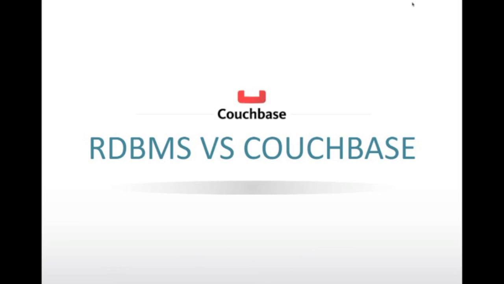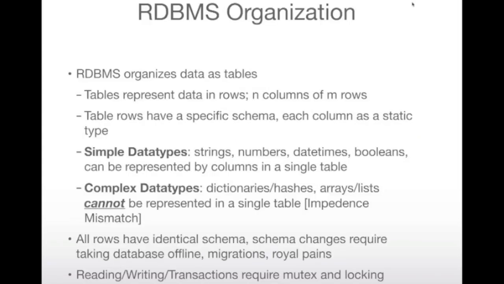Talking about the differences between relational databases and Couchbase, as we all know, relational databases organize data as tables. Tables are made up of rows and columns, and every row has a specific static type schema, and this does not vary from row to row. Simple data types are very easy to represent, by just having a column with strings or numbers or booleans, date times, etc. All those columns are very easy to represent in a single table. However, complex data types like dictionaries or hashes or arrays and lists or lists of dictionaries, etc., cannot actually be represented in a single table. Martin Fowler called this impedance mismatch, meaning our in-memory data structures don't match our data structures on disk.